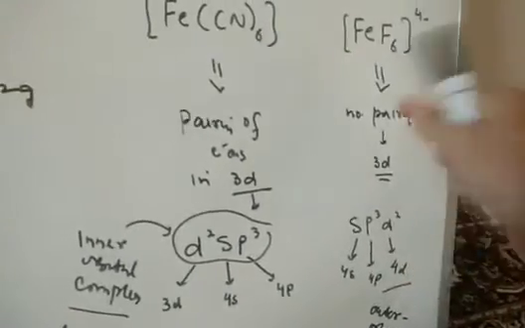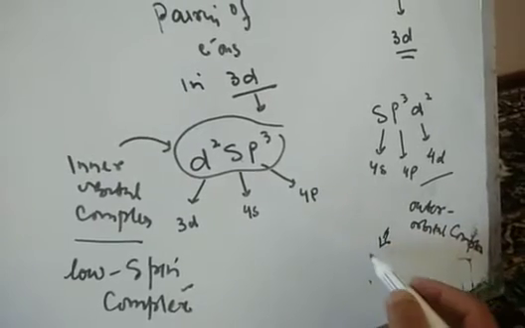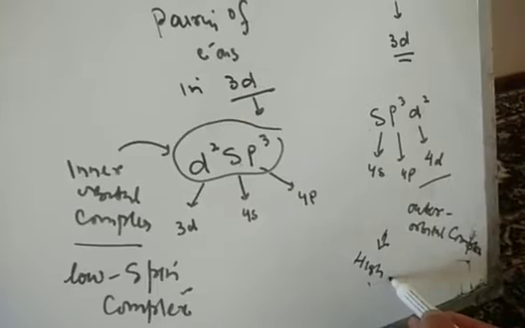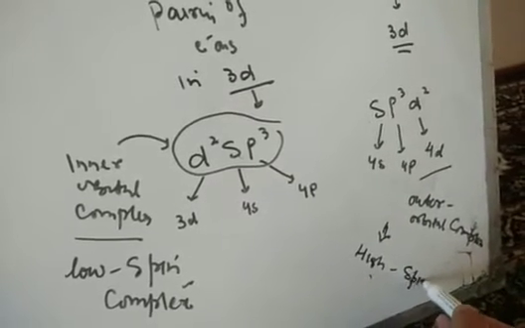Now in this case, since pairing is not taking place, that means we have more unpaired electrons in the d orbital, so it becomes a high spin complex. So the weak ligands give a high spin complex.